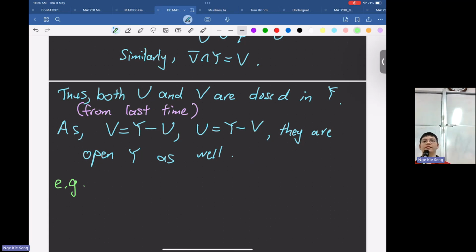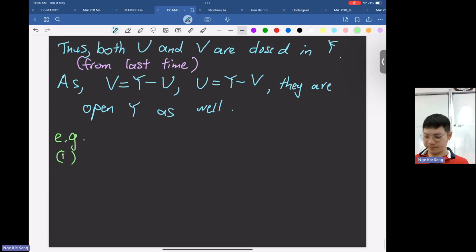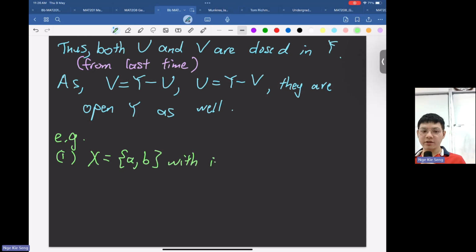Yesterday we didn't really give any examples, right? Okay, so today we will look at a few. Let's look at the 2-point set here, AB, with the indiscrete topology. Do you still remember what the indiscrete topology is again?